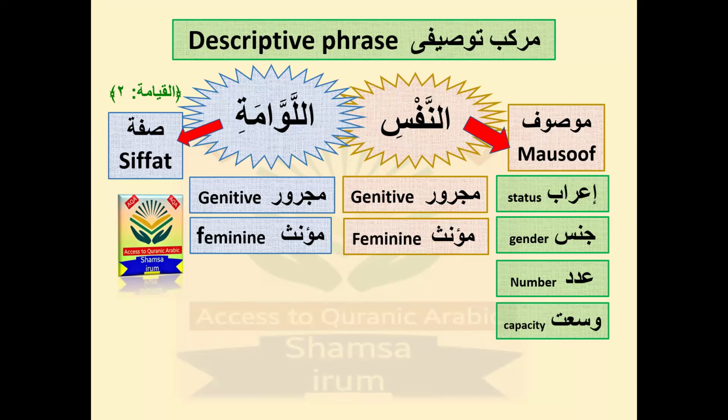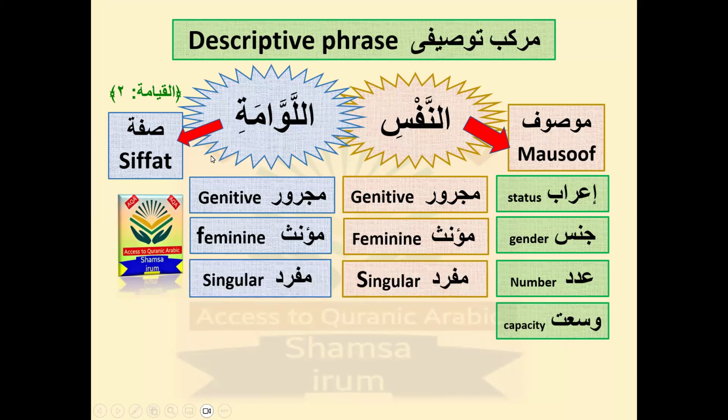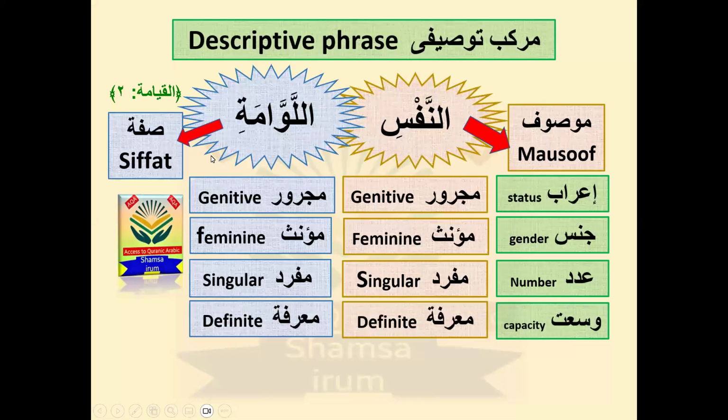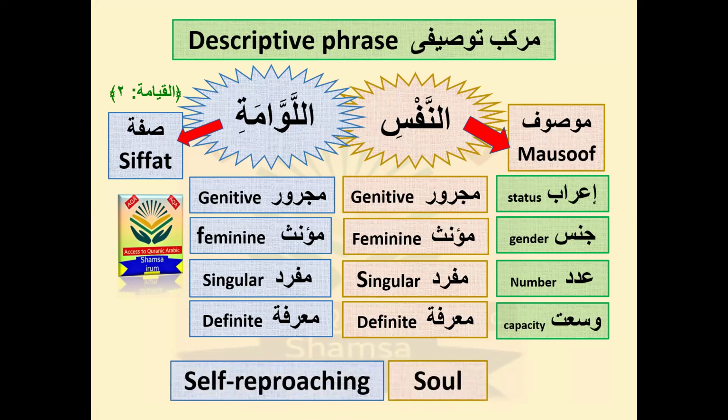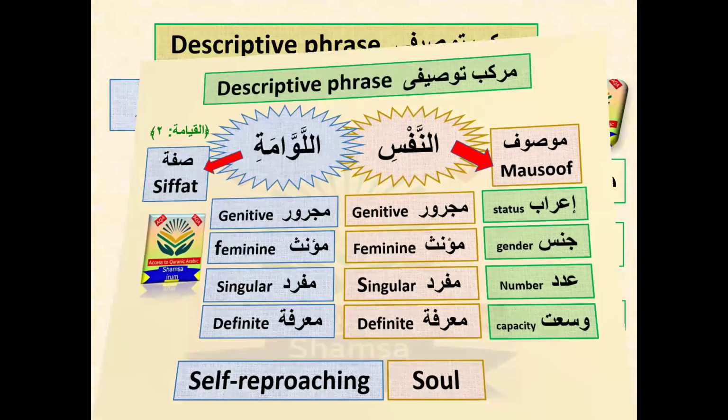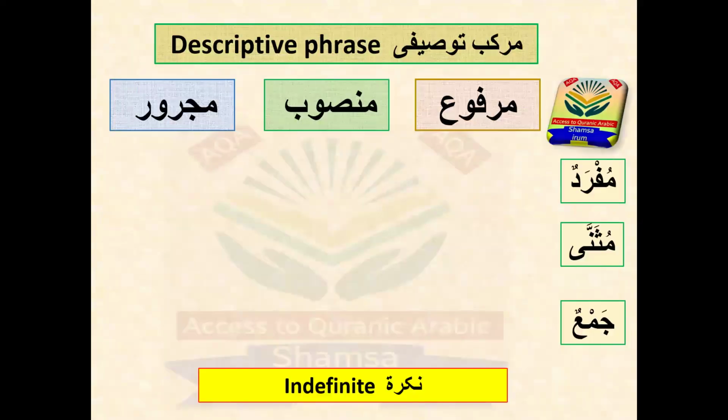So nafsun is a word of mu'annas. If the mausuf is mu'annas, that's why the sifa is also mu'annas. Okay, so they both are feminine. They both are singular and they both are marifa, definite. Okay, the translation is self-reproaching soul. The sifa of the soul is self-reproaching. So in this way, you have to recognize the Murakab Tauseefi.